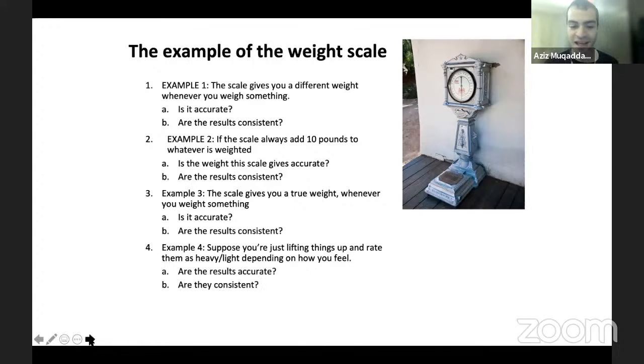Are the results accurate? What do you think? Are the results accurate? Who would say they are accurate? Can we do a show of hands, or you could use the Zoom? Okay. Lily, and Emily, and Natalie, and Eric, and Emily. Natalie, can you rationalize your answer? Why do you think it is accurate?